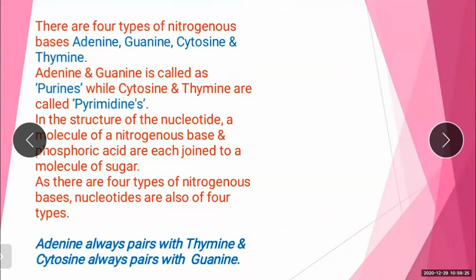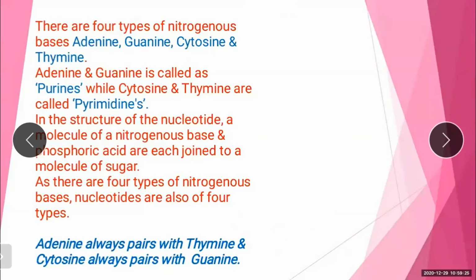Adenine and guanine. And pyrimidines are of two types, that is cytosine and thymine. Nitrogen bases are of two types: purines and pyrimidines. Purines are of two types, that is adenine and guanine. Pyrimidines are also of two types, that is cytosine and thymine.